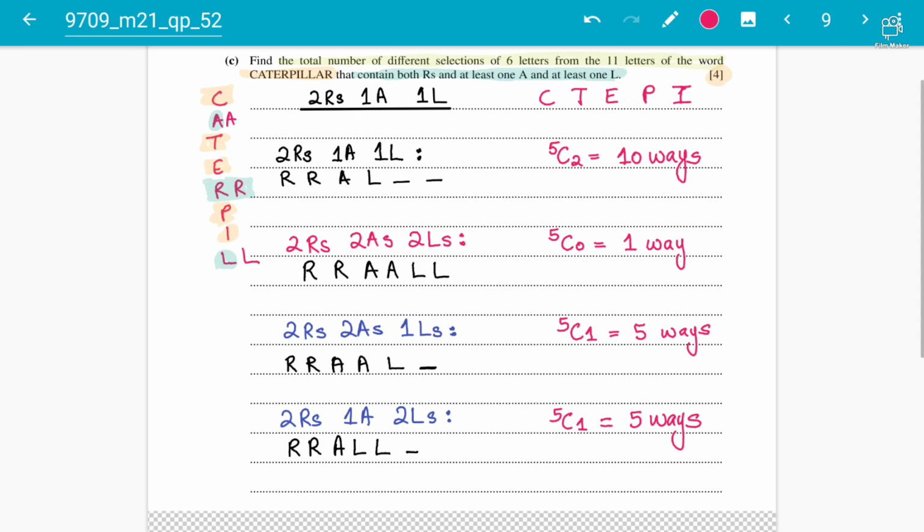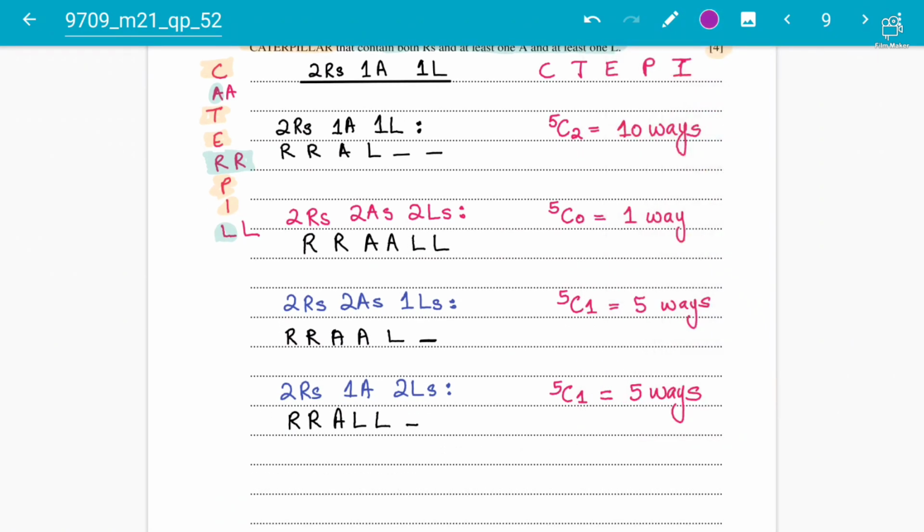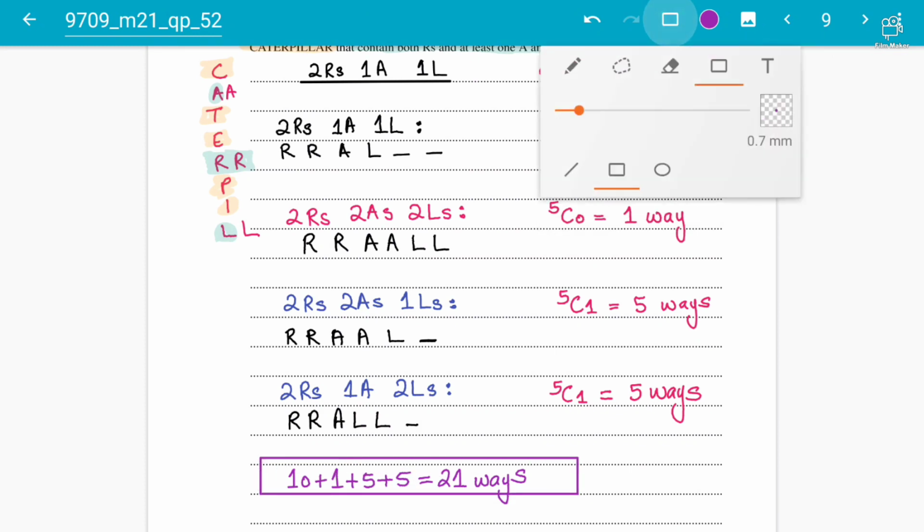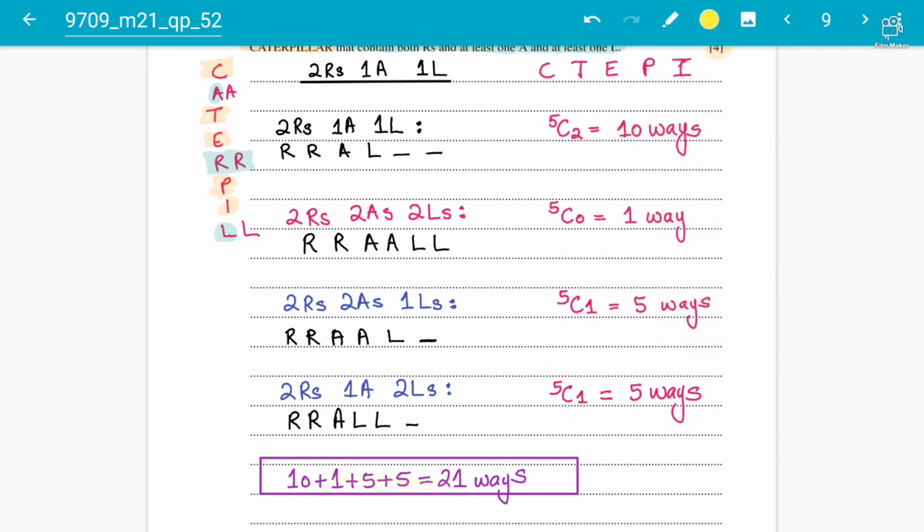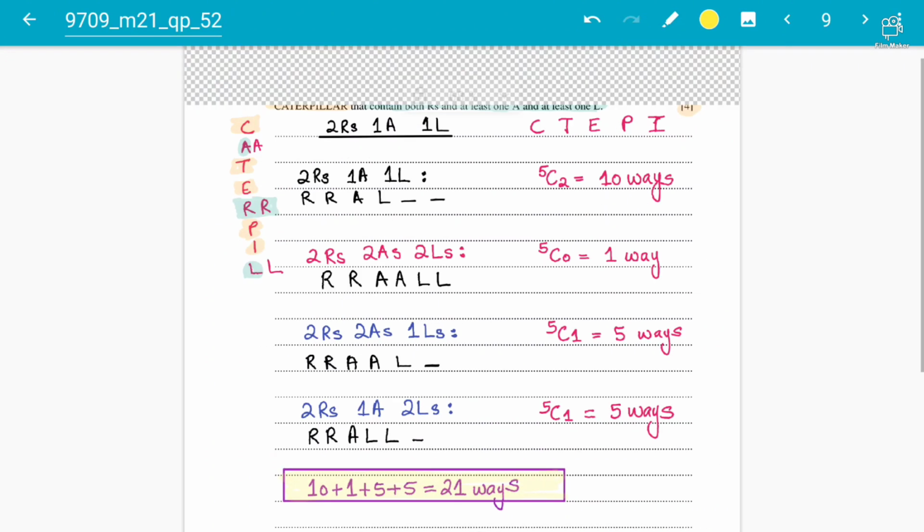Okay, and here we go, the final answer will be 10 plus 1 plus 5 plus 5 ways, so it will be 21 ways to get to the final answer, students. And that is how you will solve this question. The azan is going on, so we'll stop here and continue from this lecture. Okay, so hope everyone gets this. This is 21 ways. Parts A, B and C are done in a nutshell.